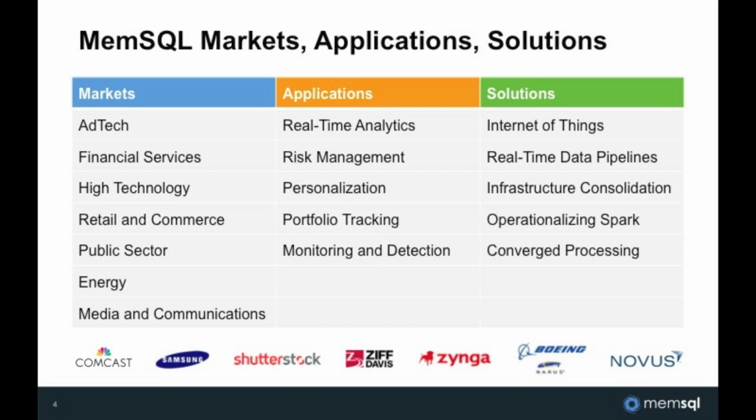For applications, the common theme is real-time analytics, which could include risk management and personalization, which are big for ad tech, portfolio tracking, which is in finance, and monitoring and detection, which is for monitoring and detecting problems in your infrastructure. For solutions, examples of solutions where MemSQL is currently applied are IoT or Internet of Things solutions, especially since we have geospatial and sensor and location data everywhere. Also real-time data pipelines, which we will be discussing more deeply later in this presentation, and operationalizing Spark, which again we will be talking about later.